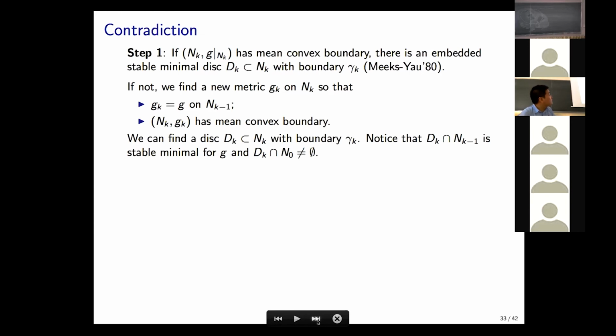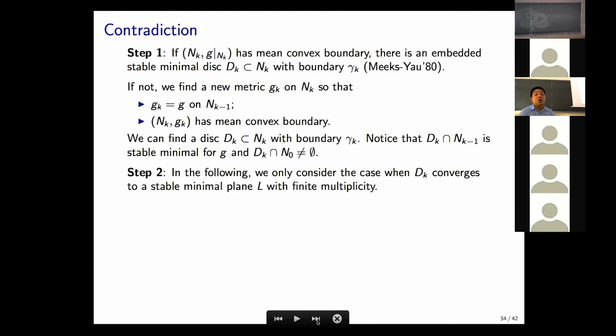In the following, we only consider the case when DK converges to a stable minimal plane L with finite multiplicity. Because the scalar curvature is positive, we have that L is trivial for N0.